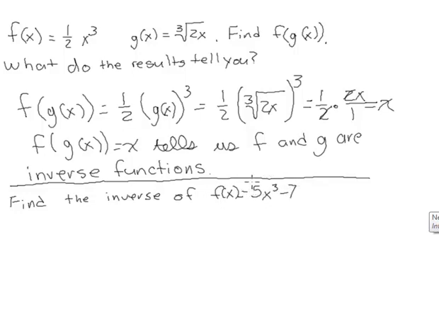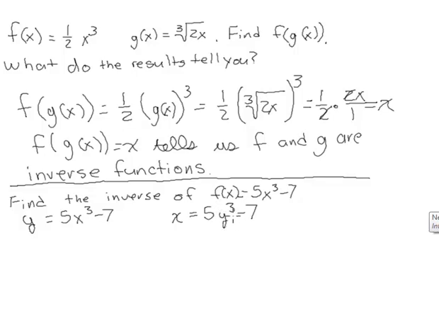Essentially what that means is the x and the y's change places. So our first step, and this is always the first step in finding the inverse, is rewrite it with y instead of f of x. So I'll write y equals 5x cubed minus 7. My next step is to switch the places of the x and the y. So I'll have x equals 5y cubed minus 7.